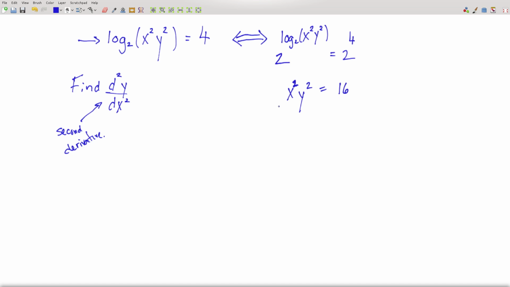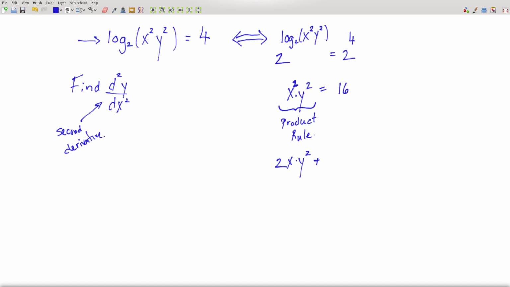Alright, well, first of all, look on the left-hand side here. This is actually a product of two things. It's a product of x squared times y squared. So I'm going to have to use the product rule here. We're going to use the chain rule quite often, but to begin with, we're going to have to use the product rule because I have these two things multiplied together. So the derivative of x squared is 2x to the first power. So 2x times, leave the y squared alone, right?